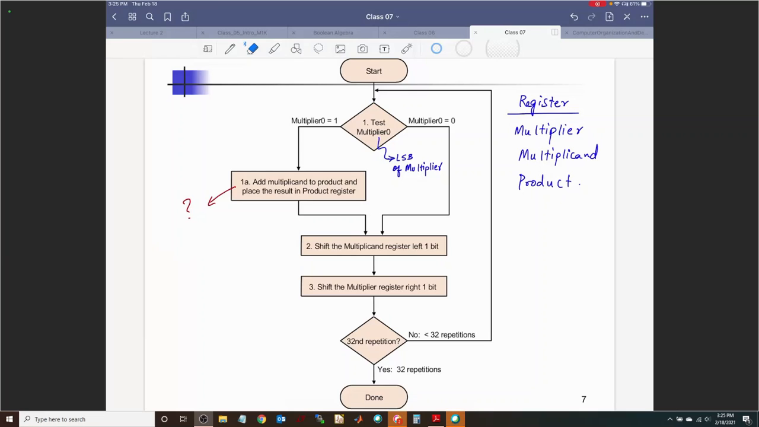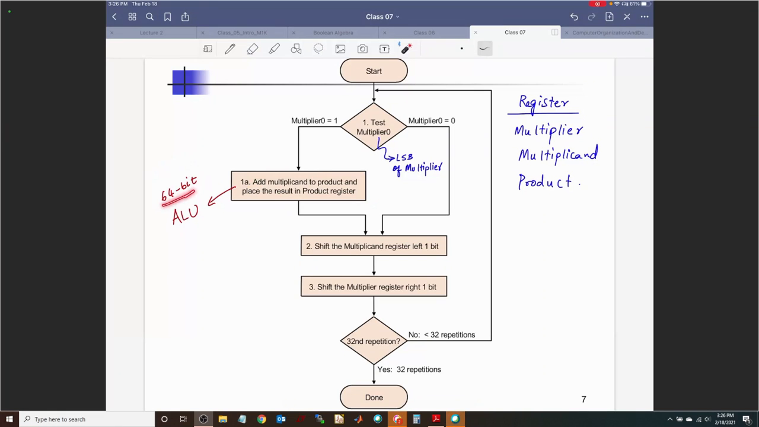Add multiplicand, adder, okay. So I need an ALU, right? Now, the question is, do I need a 32-bit ALU or do I need a 64-bit ALU? If I was multiplying 32 bits with 32 bits, do I need a 64-bit ALU or a 32-bit ALU? Answer this by looking at this particular statement and what are the registers involved. 64-bit, you are right. So I need a 64-bit ALU at least to begin our discussion. Maybe we can reduce it later on.